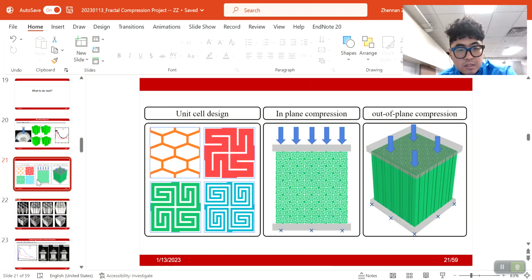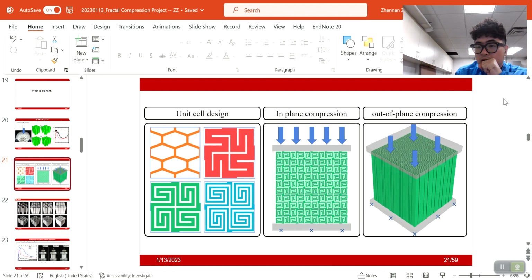In this study we also introduced another structure, honeycomb. You know, honeycomb is a very traditional material. So we are going to use our structures N1, N2, and N3 to compare with the honeycomb structure. We mainly focus on the out-of-plane compression, and actually in-plane is also very interesting, but it's not as important as the out-of-plane compression.